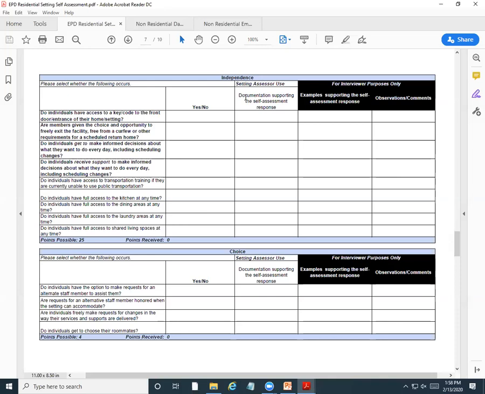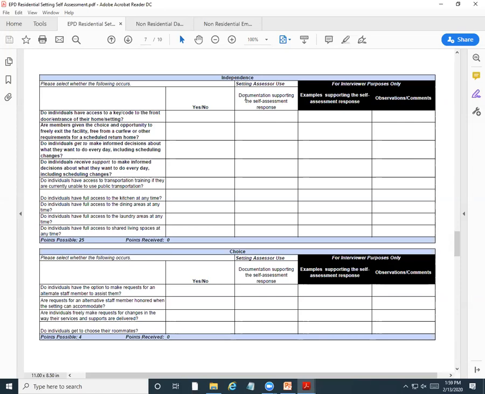Or another example would be, I really like Danielle. We have a lot in common. We're from the same area or something. Danielle's the caregiver, but she works a different shift. Maybe she works overnight, and I need someone during the day to assist with personal care needs. But once Danielle was able to work days, or if she transitioned to days, could she be the person that supports me? That would be a good example. And so the second one, are those requests for alternate staff members honored when the setting can accommodate?